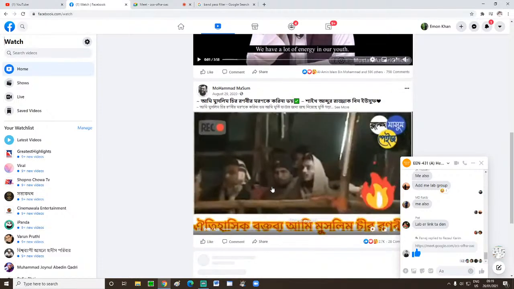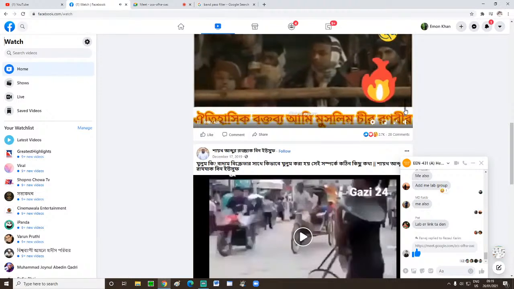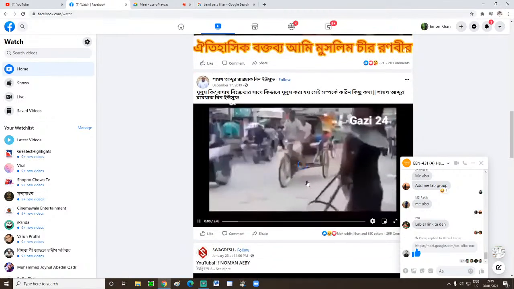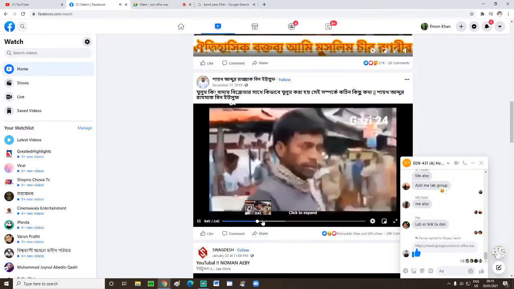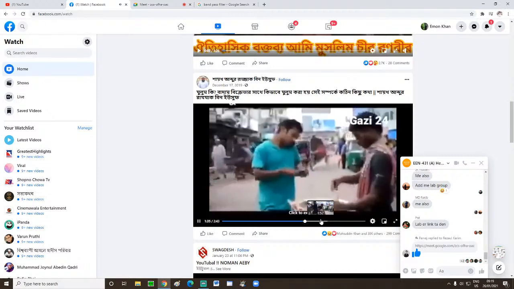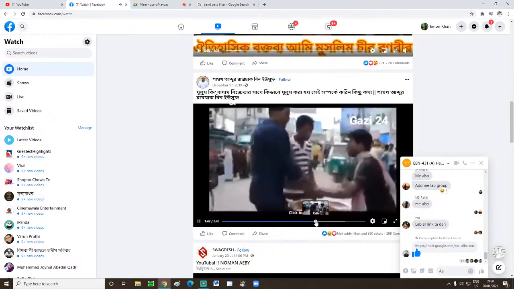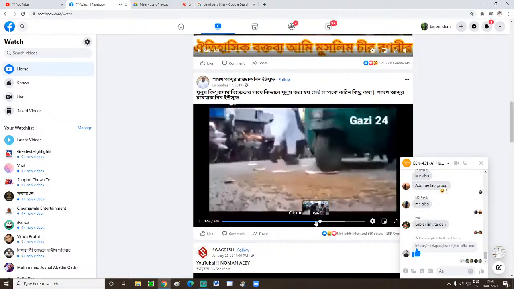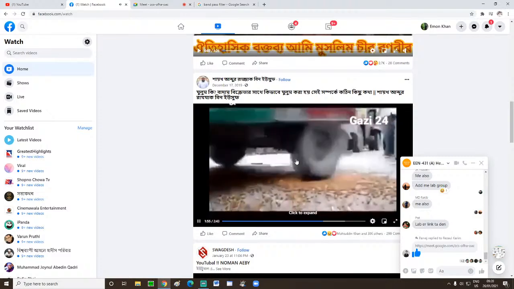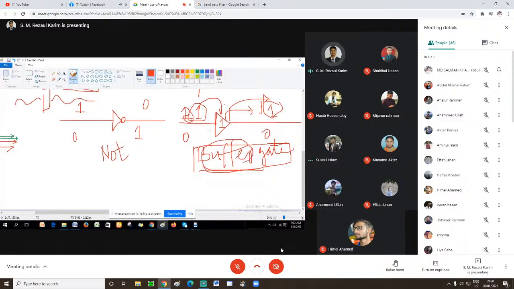Yes, sir. The use of this buffer gate is for delaying purposes. Delaying means when you give 1 here, this 1 will be stored here for a particular amount of time, and after that it will be released as 1. So actually it is like a holding time. The input will wait here for a while and then go to the output. So it is like waiting. You get the point? Buffering. It is for the buffering time, buffering gate.